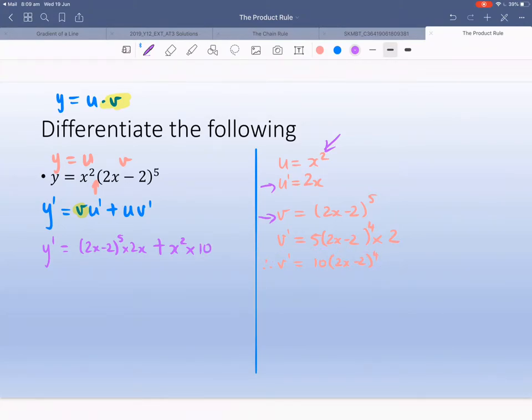So times 10, 2x minus 2 to the power of 4. Now we can obviously clean this up, and we are going to clean it up. So I'm going to go y dash equals 2x minus 2 to the power of 5 plus 10x squared, 2x minus 2 to the power of 4.